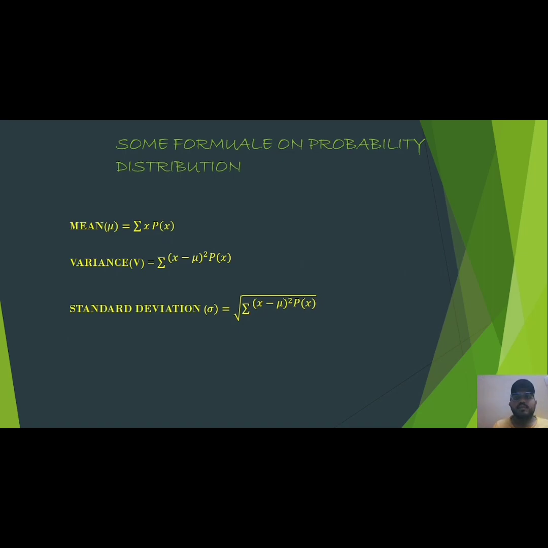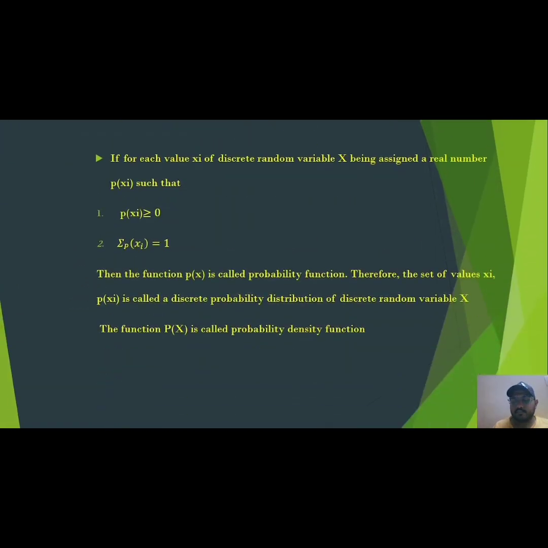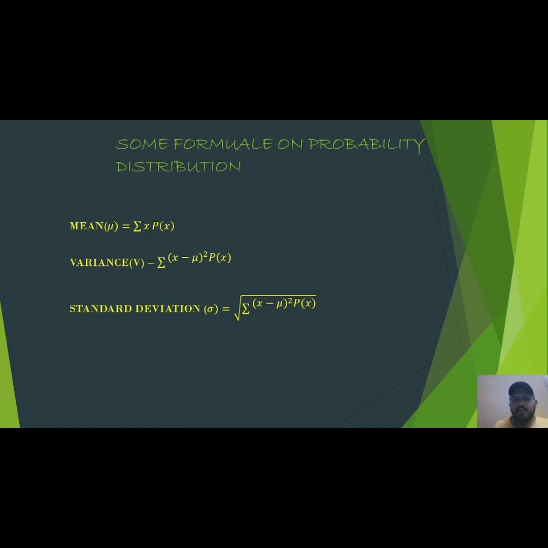Some formulas of probability distribution. Mean, that is mu, is equal to sigma x p(x), and variance v is equal to sigma (x minus mu) square p(x). Standard deviation is equal to the root of sigma (x minus mu) square p(x).